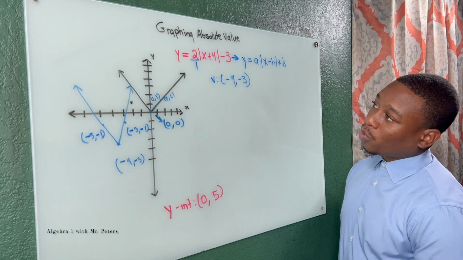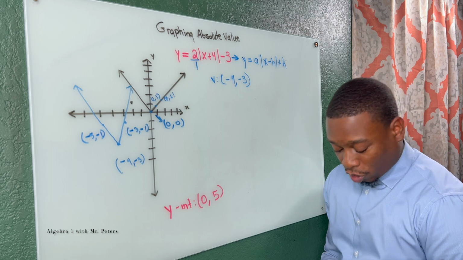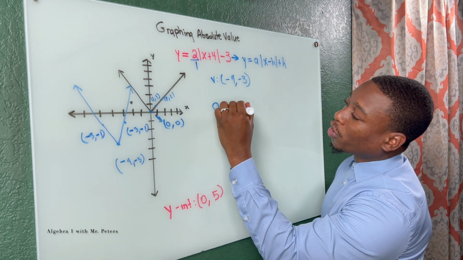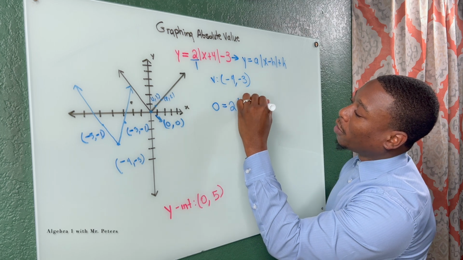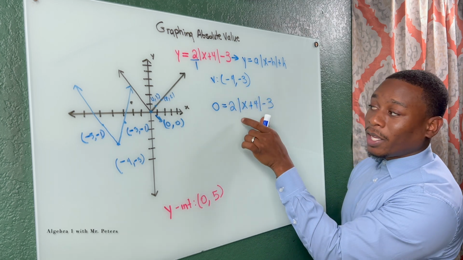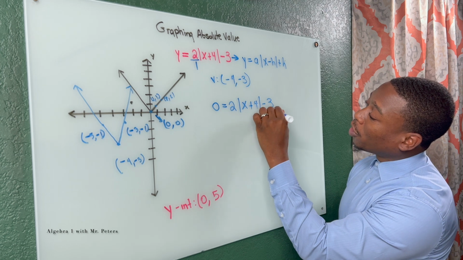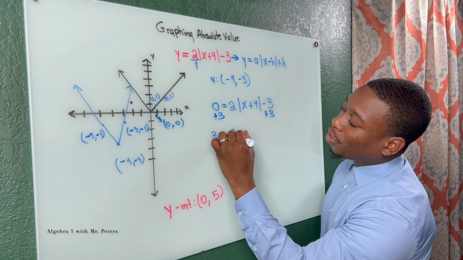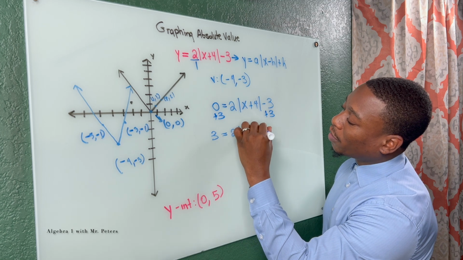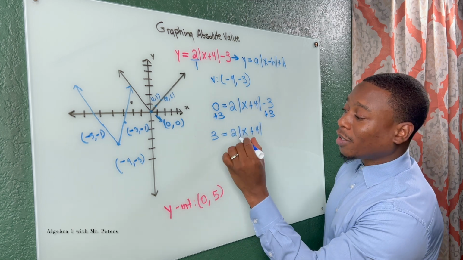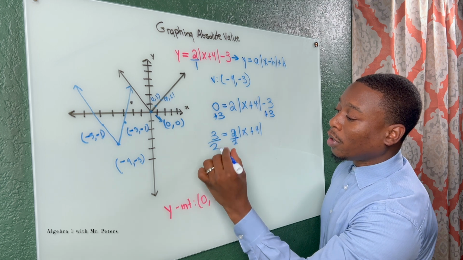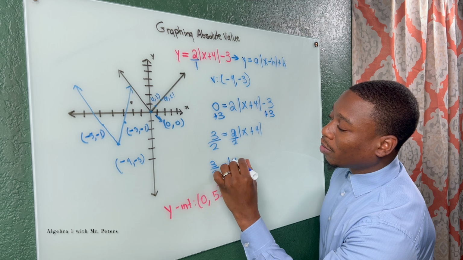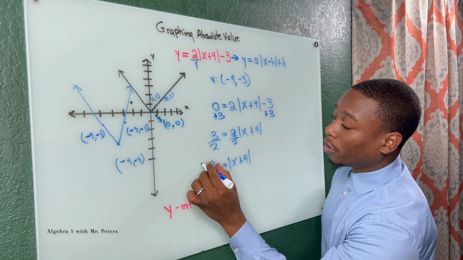So what we're going to do is make y 0 now. So when y is 0, we still have to follow the rules of absolute value to solve. So what does that mean? We need to get the absolute value by itself. So we add 3 on both sides. We have 3 is equal to 2 times the absolute value of x plus 4. It's still not by itself, so we divide by 2. So we know 3 over 2 is equal to the absolute value of x plus 4.